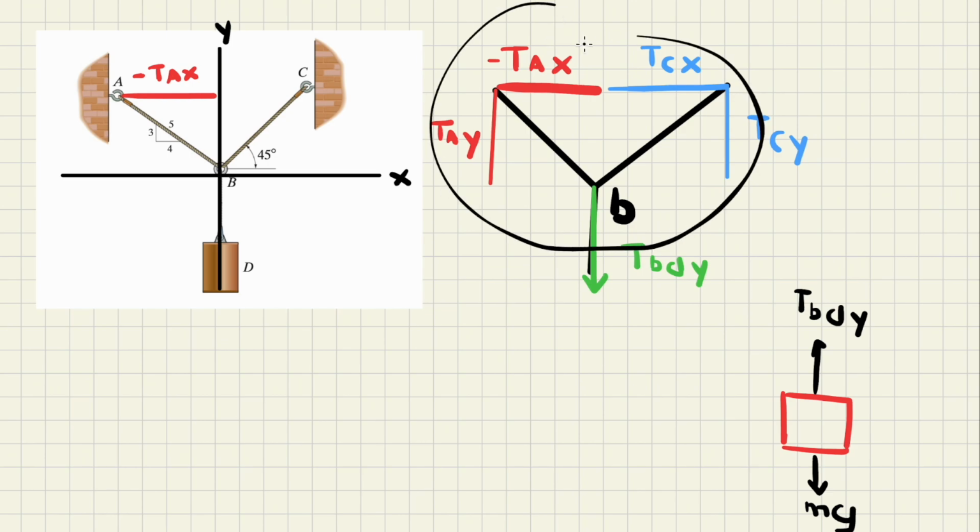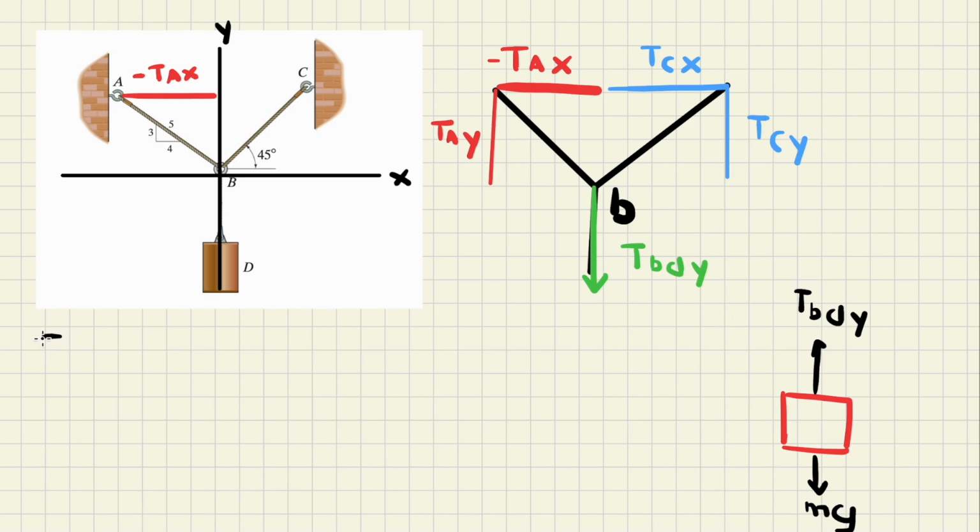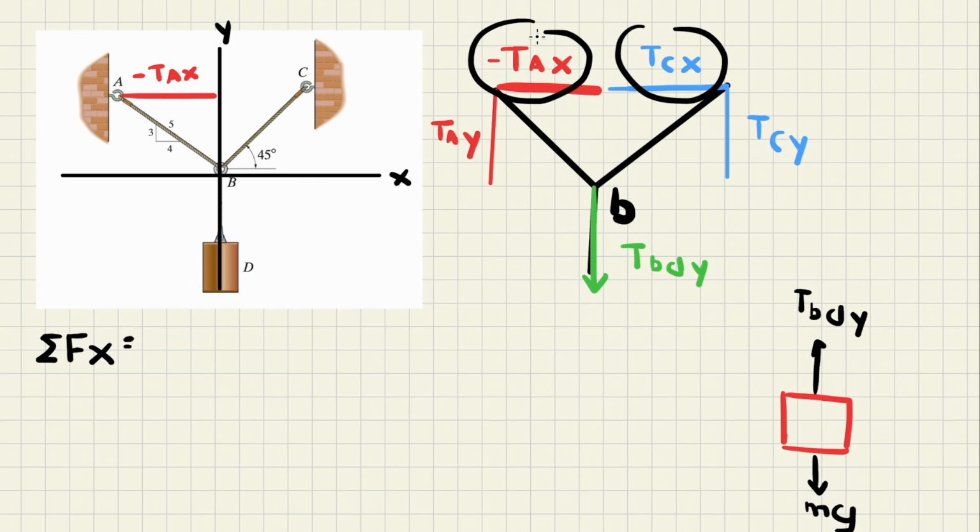Let's make the equations for this one first. We have the sum of the forces in the x direction. So our x direction, this one is in the x direction, this one is in the x direction. So it's going to be negative TA in the x direction plus TCX in the x direction. And all of these equations are always equal to 0.